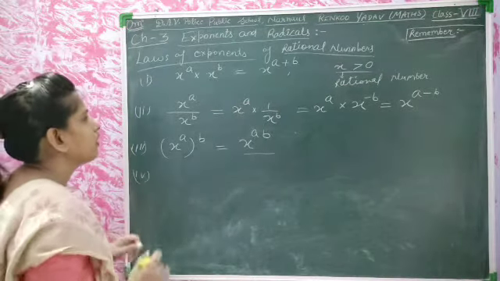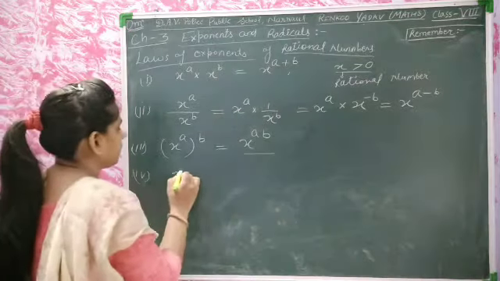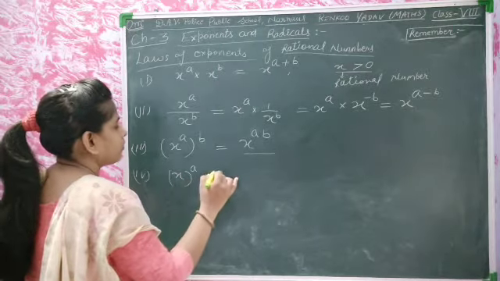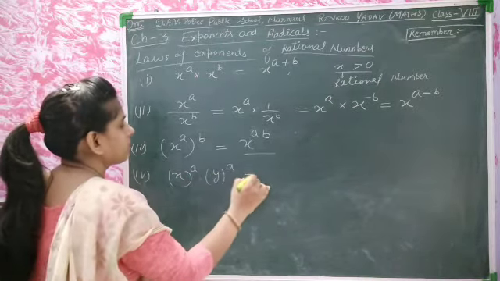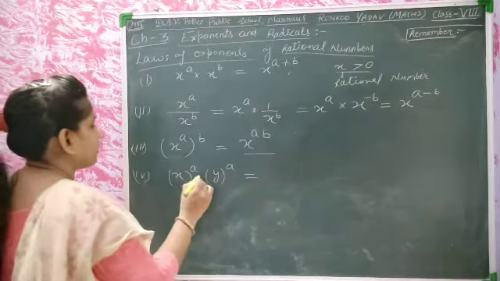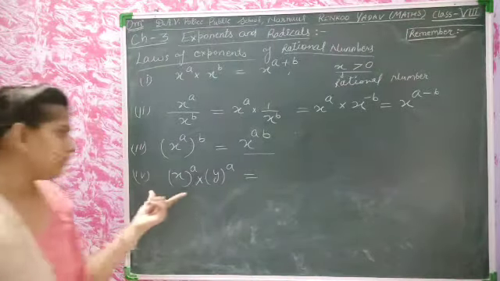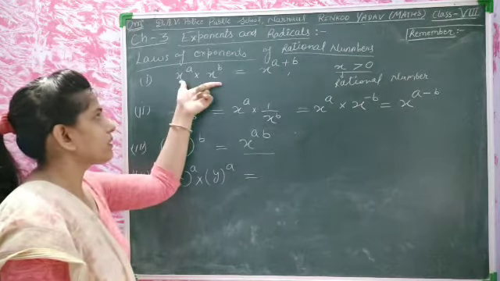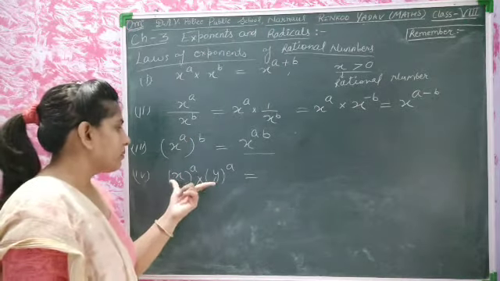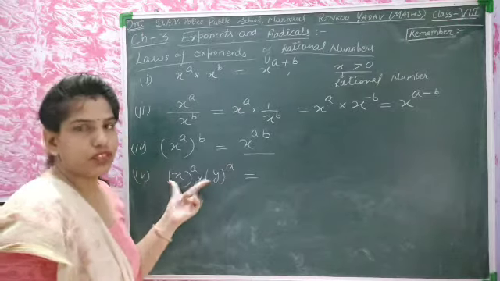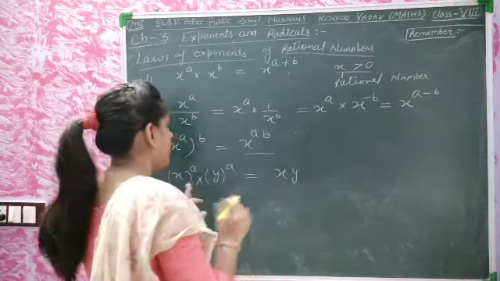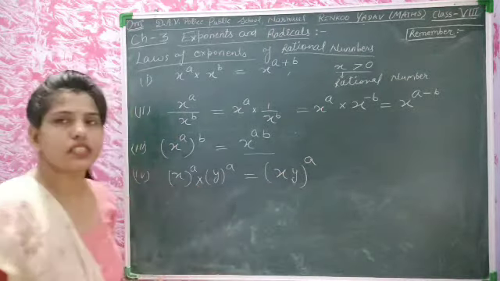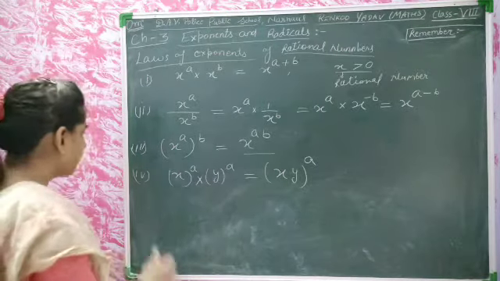There is part 4. In part 4, we have x to the power a into y to the power a. Then what will we do here? It is the same rule, but the powers are the same and the bases are different. Then we will write it as x into y, multiplying the bases and then taking the same power. Yes. Now there is the next exponent law.